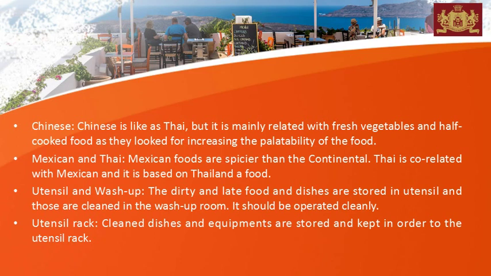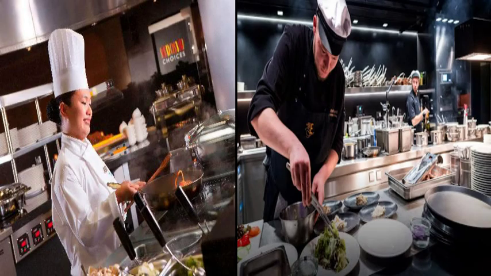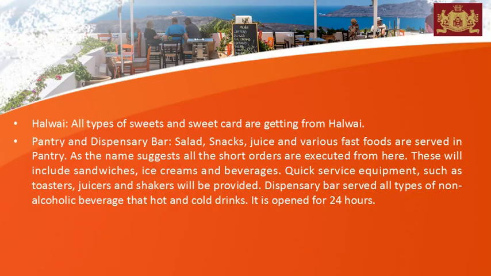Utensil and wash-up. The dirty and leftover food and dishes are stored in utensil and those are cleaned in the wash-up room. It should be operated cleanly. Utensil dry: clean dishes and equipment are stored and kept in order on the utensil rack. Halwai. All types of sweets and sweet curd are obtained from the Halwai.